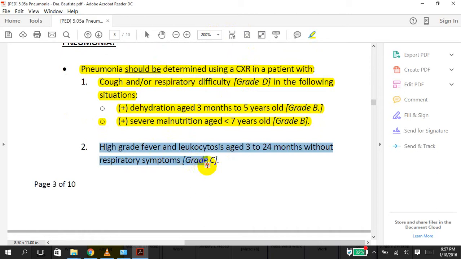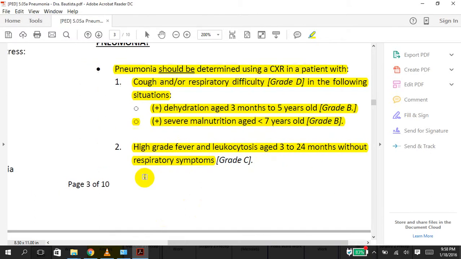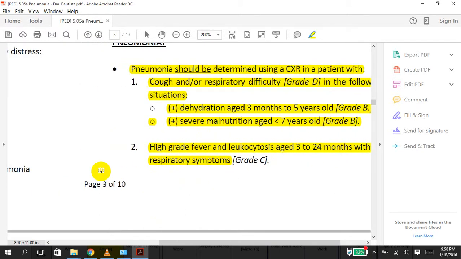Another one is when the patient is having high-grade fever, like those who have more than 39 degrees temperature, and those who have increased WBCs at age 3 to 24 months, especially if the patient has no respiratory symptoms.